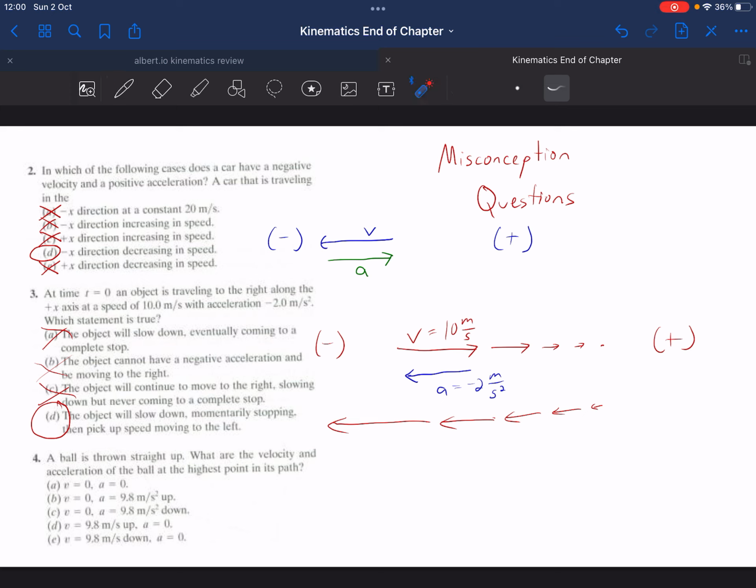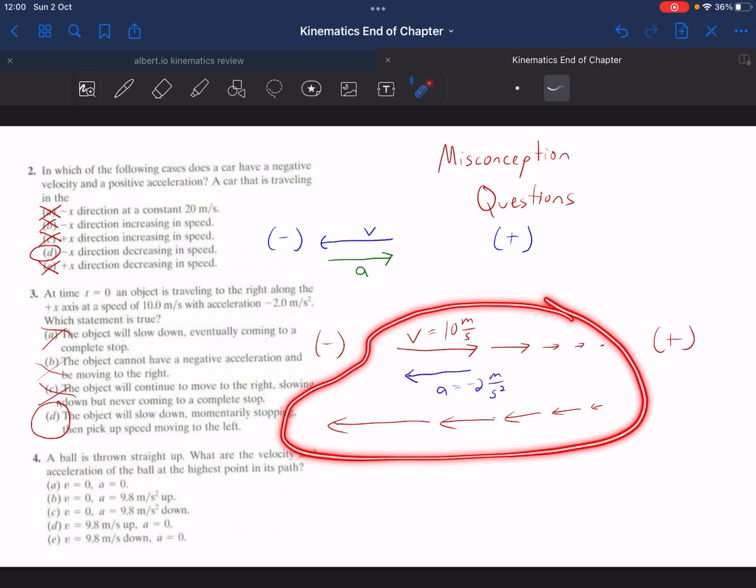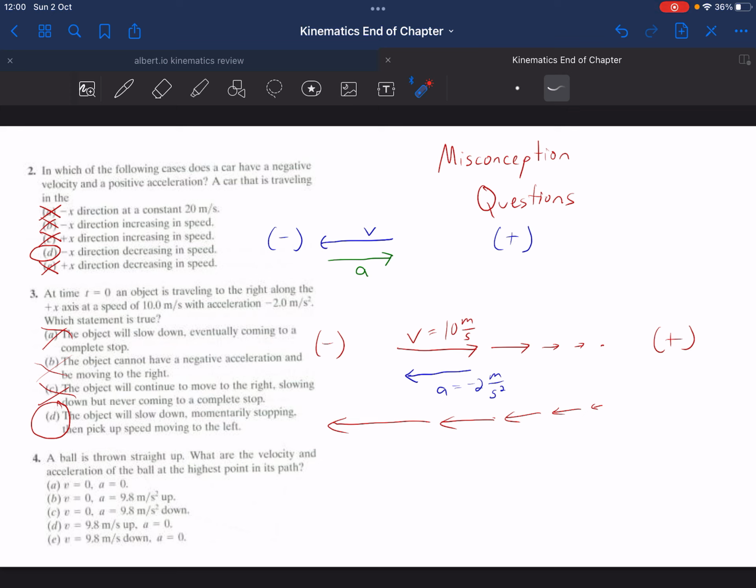As you can see, this object starts at time 0 right here. It will slow down, but if that acceleration stays in place, it is then going to begin speeding up in the opposite direction. And this is kind of like our free fall, right? This is kind of like a horizontal X version of our free fall, right? We have a constant acceleration. So if the acceleration stays in place, this object would indeed slow down and then change direction.